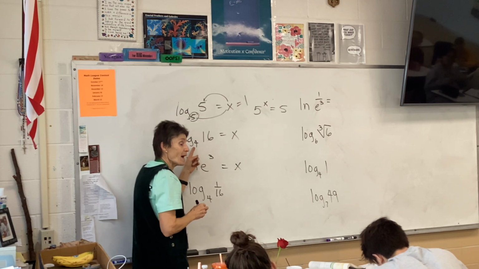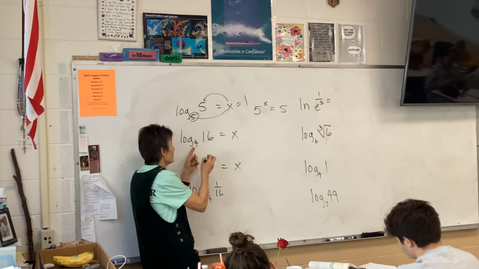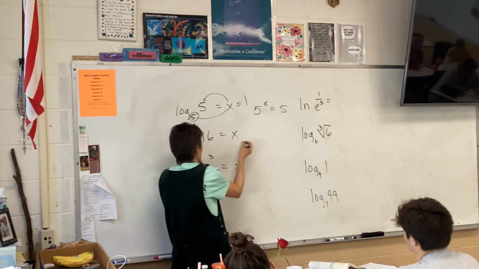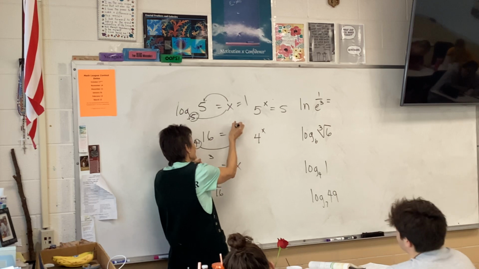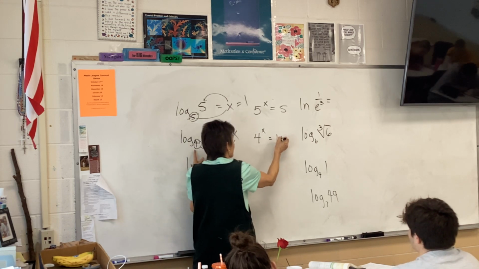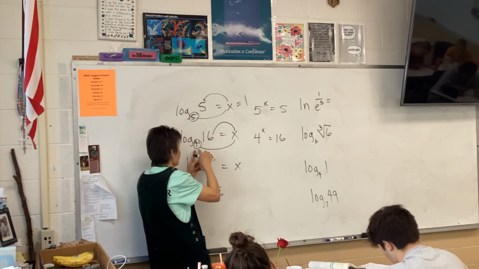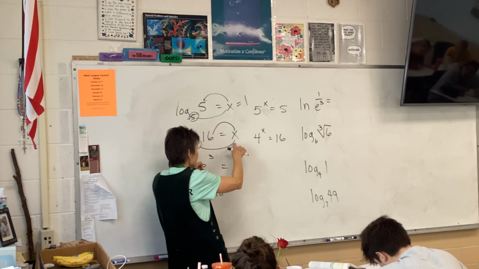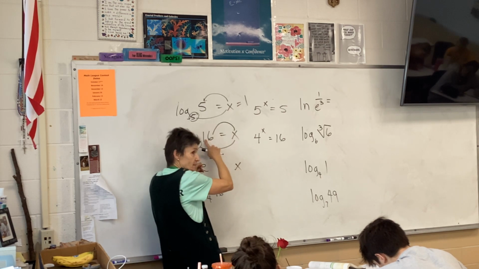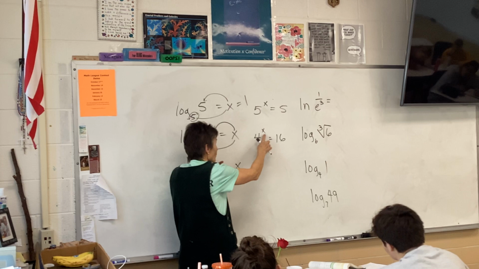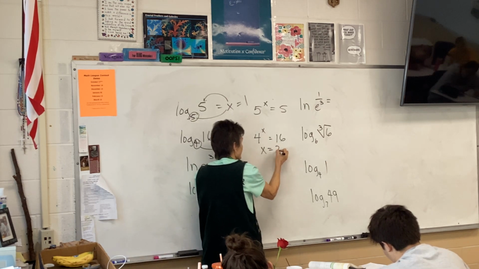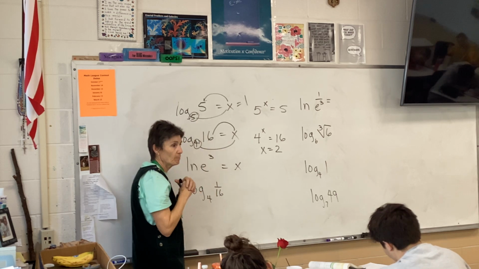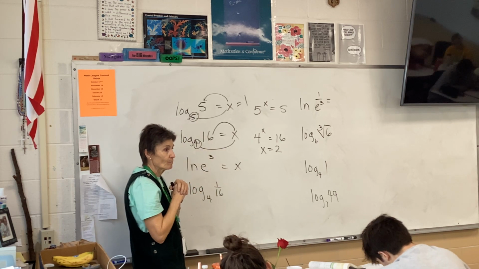So if we do that with this one, you start here. So 4 to this power equals 16. 4 to the x equals 16. So 4 to what power is 16? 2. 4 squared is 16. So the answer to that problem is 2.